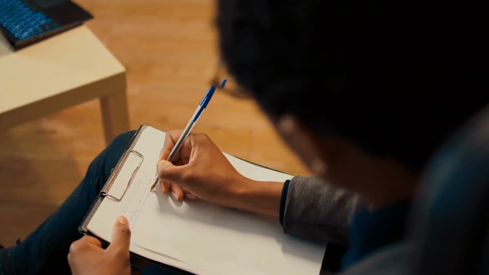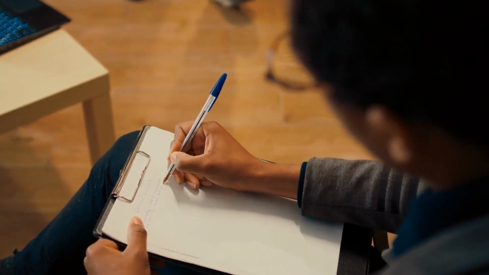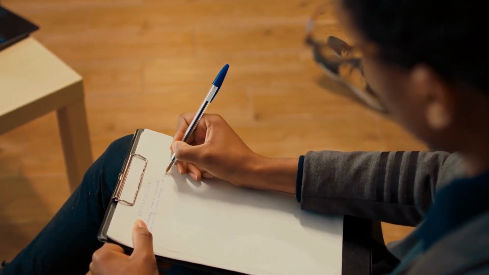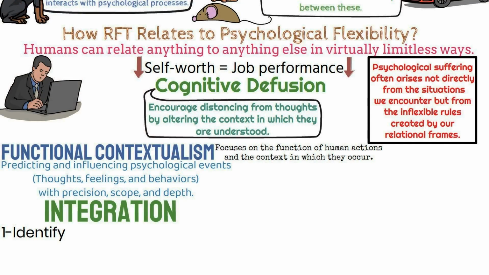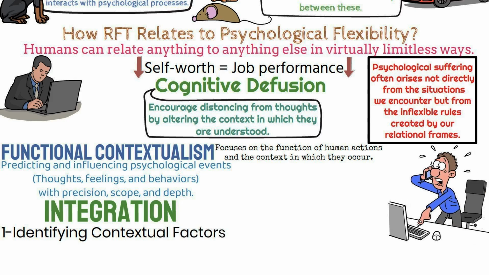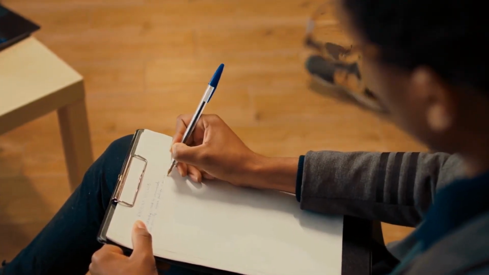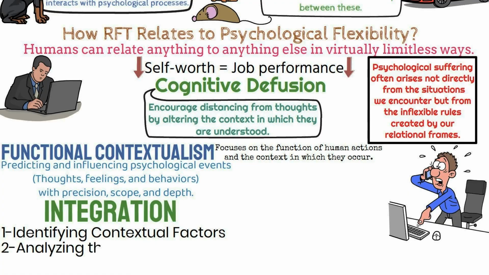Functional contextualism informs every aspect of ACT by encouraging a focus on observable outcomes in therapy. Rather than simply reducing symptoms, ACT uses this approach to help clients build lives that are rich and meaningful based on their values. This is accomplished by identifying contextual factors. Therapists help clients identify the contexts that trigger unhelpful thoughts or behaviors and explore how different contexts can lead to different outcomes. Analyzing the function of behavior.